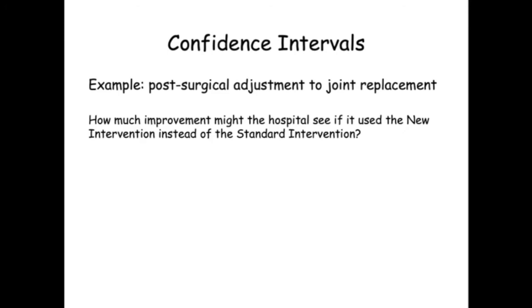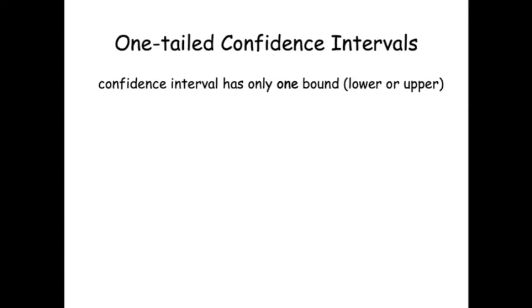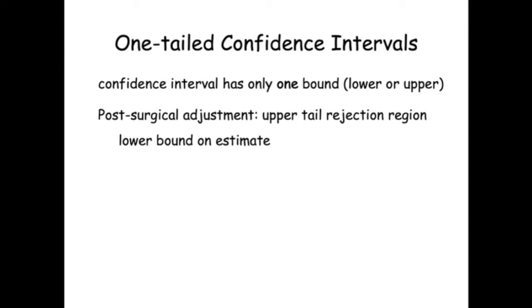Estimation, or confidence intervals, is one measure of effect size, or uncertainty. We rejected the null hypothesis that post-surgical adjustment was the same for patients in the new versus standard interventions, but how big a difference in adjustment might the hospital see if it were to implement the new intervention for all patients? The hypothesis test was one-tailed, so the confidence interval would also be one-tailed, providing only one bound on the estimate. The researchers expected the new intervention to result in better post-surgical adjustment, so the rejection region was in the upper tail, and we draw a lower bound.